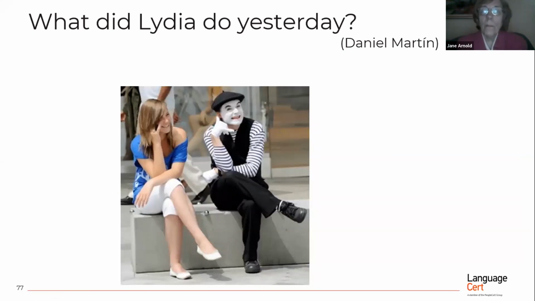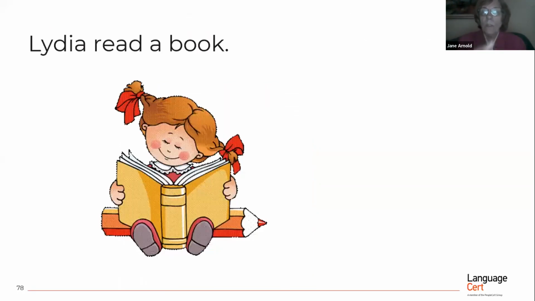by Daniel Martin called What Did Lydia Do Yesterday? Working again with the verbs in the past tense. And here what we do, we have one student come in front of the class and not look at the screen. And the rest of the class is going to try to help them figure out what Lydia did by, this is what the rest of the class would see. The person in front of the class wouldn't.